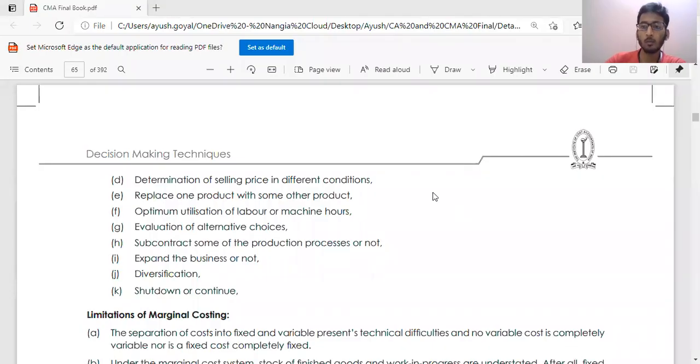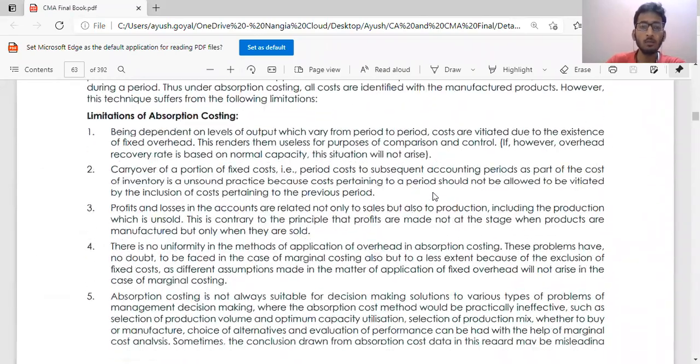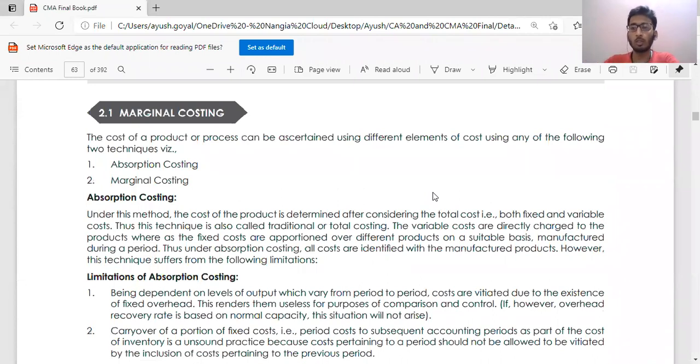So let's start. Let's go to the material first and see what we have done and what is pending in the material, whether it be a question or a topic. We were doing marginal costing and absorption costing. We have done what marginal costing is and what absorption costing is.